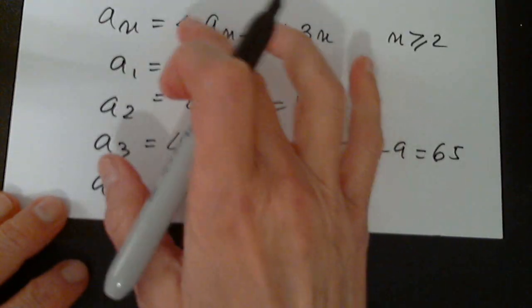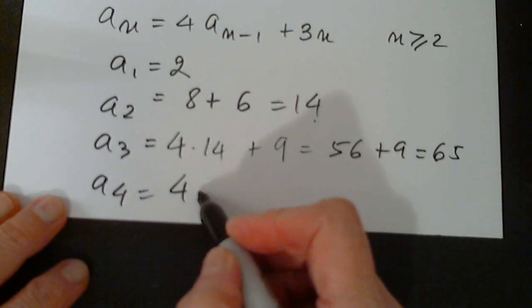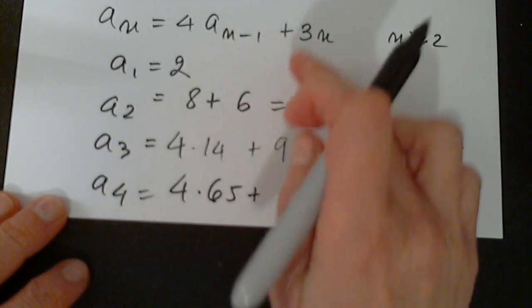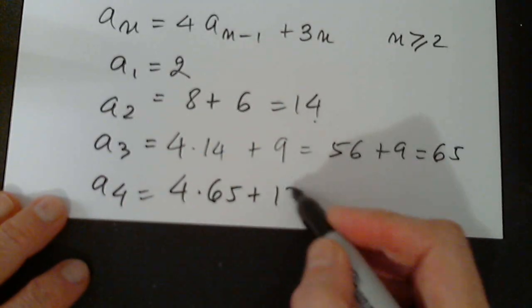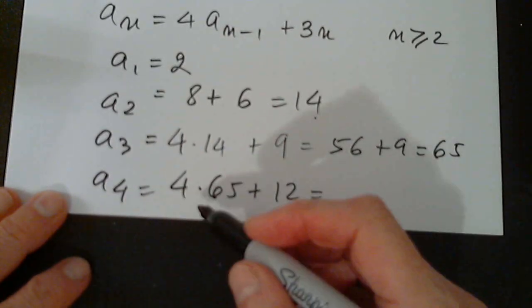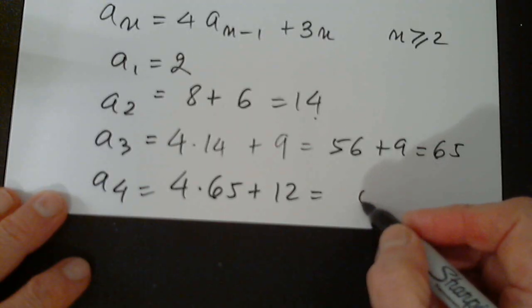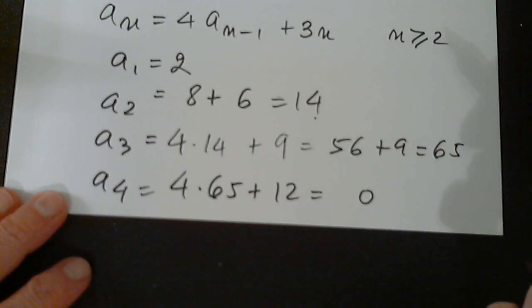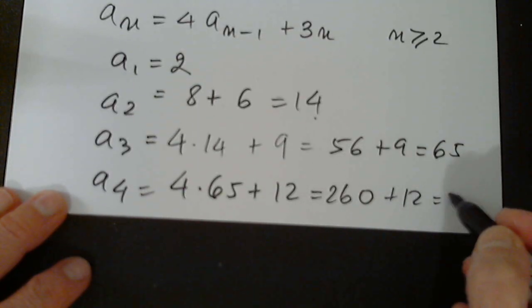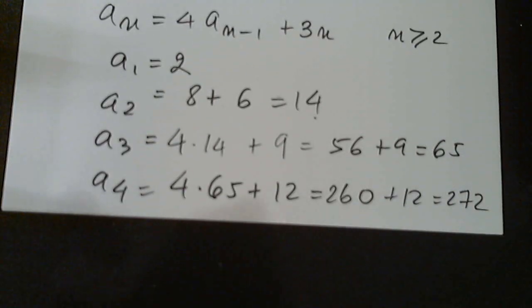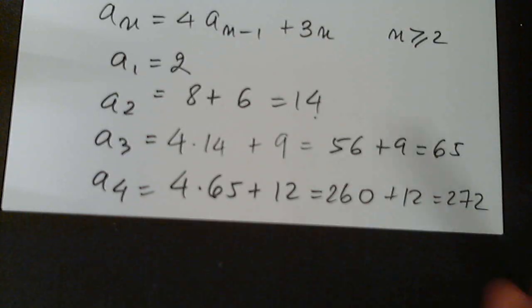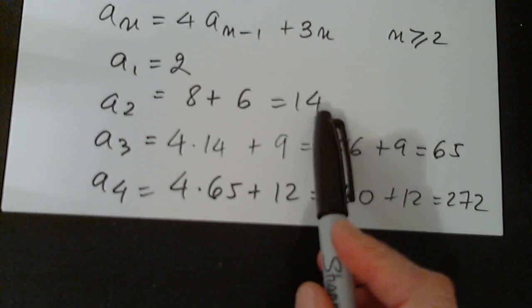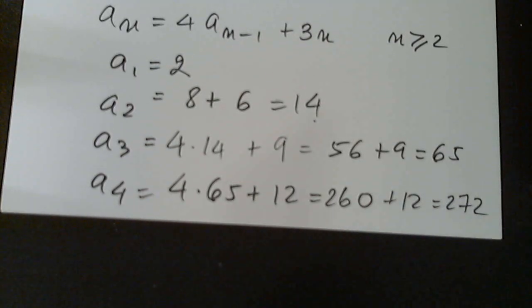A sub 4: 4 times the previous one, 260, plus 3 times 4, which is 12. So this is 260 plus 12, 272. So what are the first four terms? 2, 14, 65, 272.